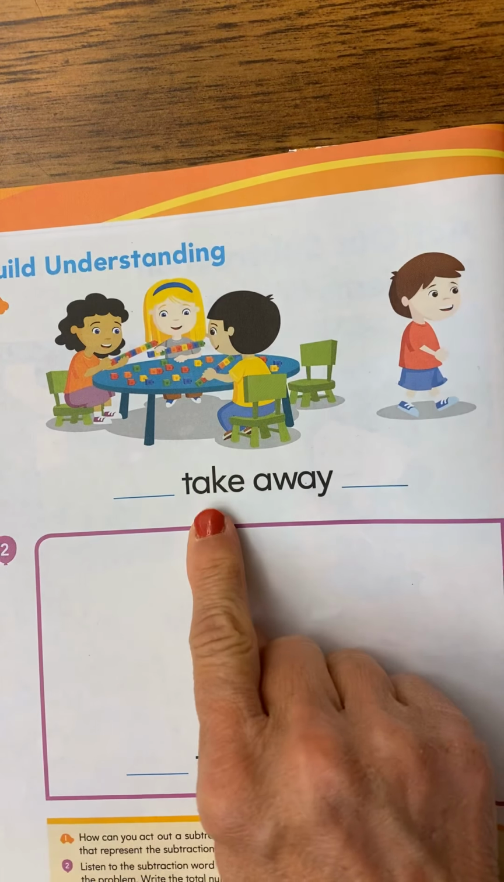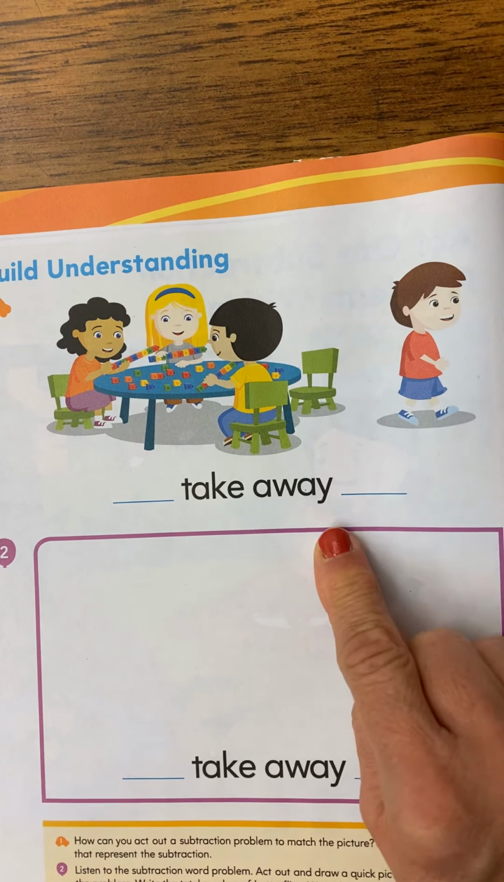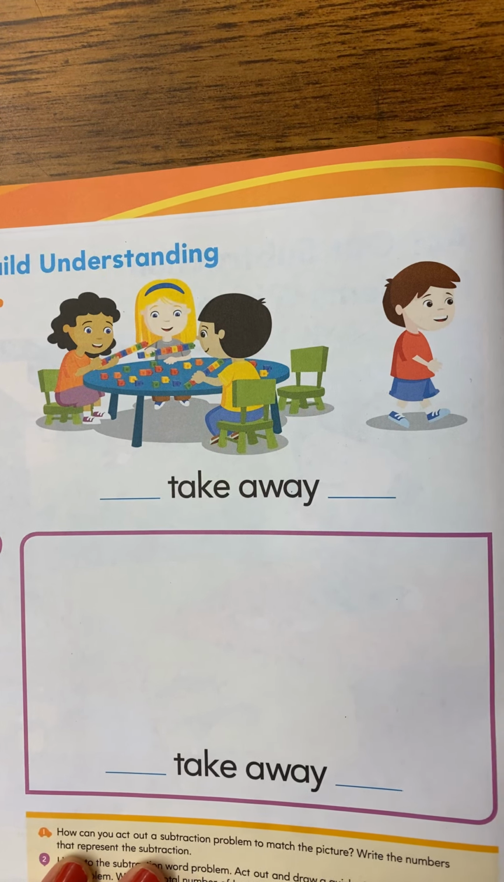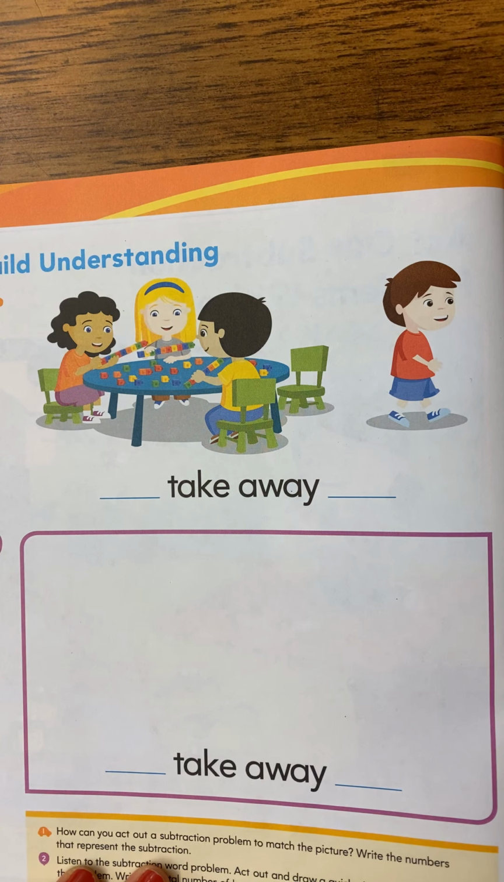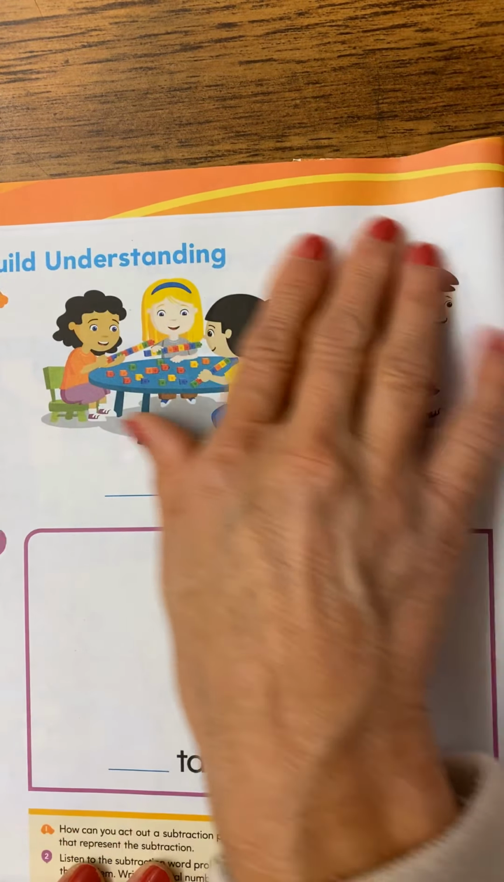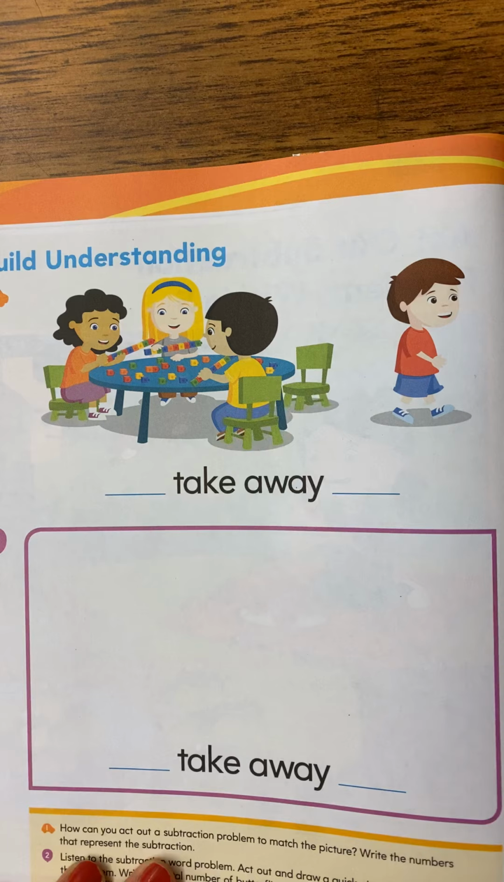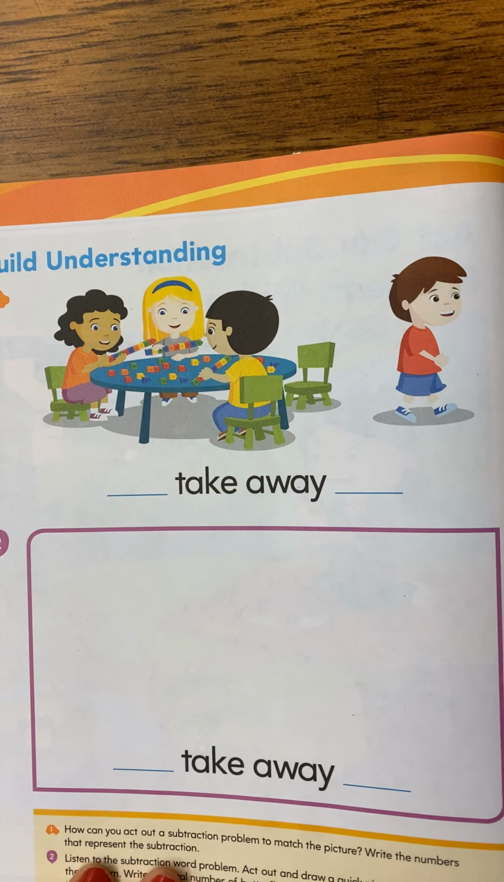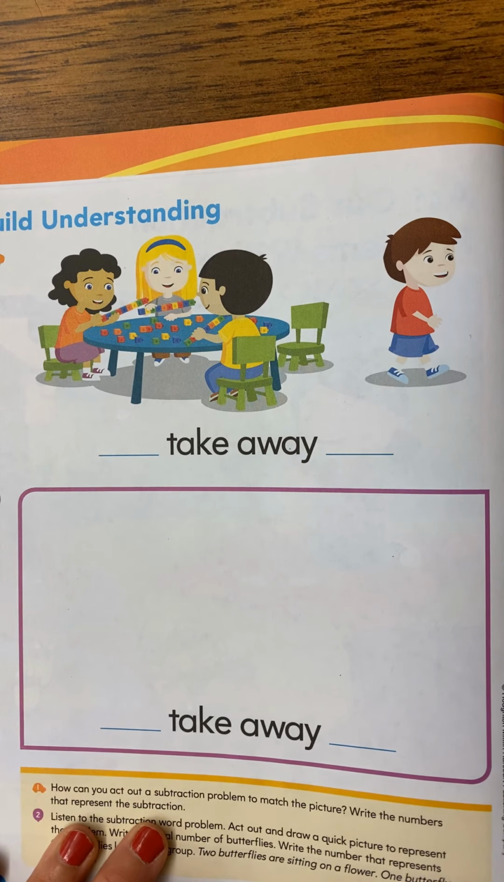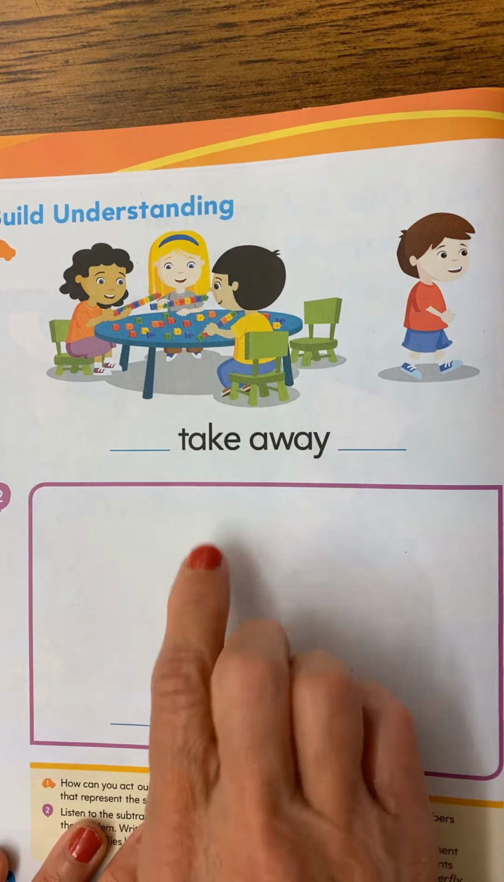This says, take away. Listen, it says, how can you act out a subtraction problem to match the picture? Write the numbers that represent the subtraction. So it looks like there are 4 children here, and they're all playing with the blocks that we have here at school, aren't they? The connecting cubes. They're playing, and then one of them gets up and goes away. So how many were there all together? Let's count them.